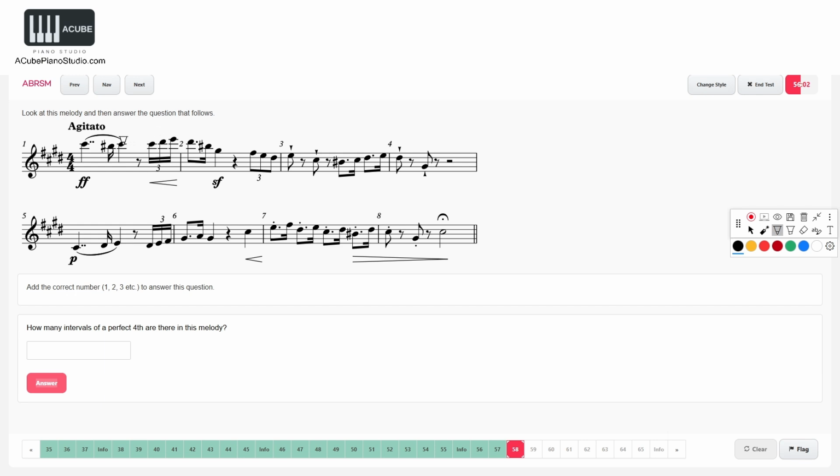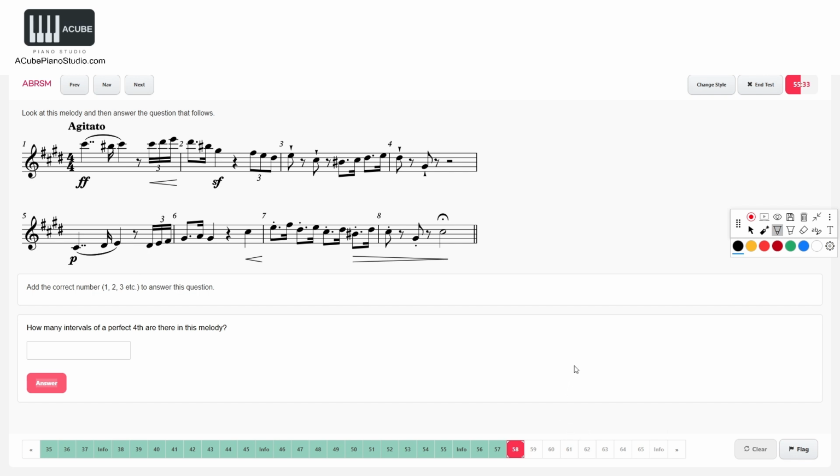Second, second, same note. Second, second, second, third, third. Second, second, second, second, third. C to B is second, B to this is a second, second apart. Here to here is a fifth apart. G to C is a fifth apart. Okay, so this is how you do it.